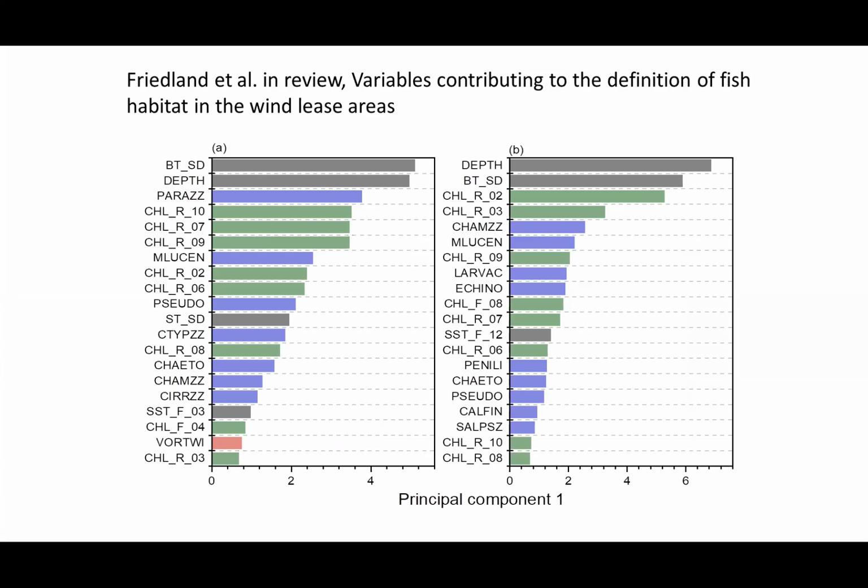This is a multivariate analysis of the same set of species that are occurring in the lease areas, where we look at a multivariate analysis of variable importance, and not surprisingly, bottom temperature and depth are important variables to define their habitats. But as you scan down, the blue and the green variables emerge as important variables for these fish, defining these fish habitats. Many of them are chlorophyll variables in green, or the blue are zooplankton variables.